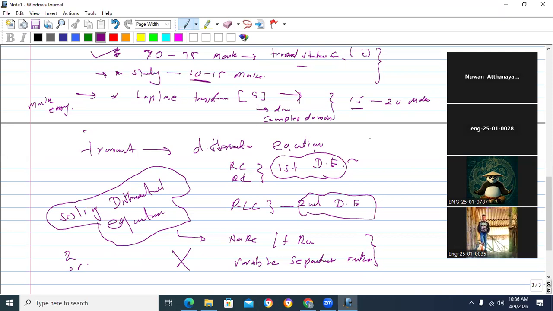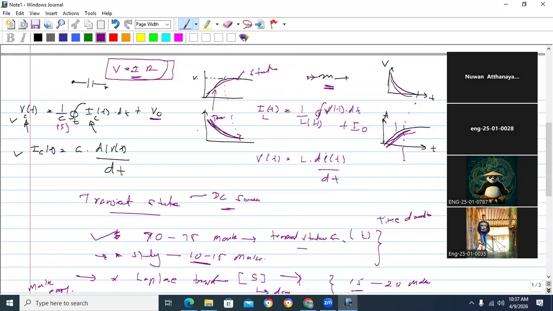For example, if there is a transient state question which has 10 marks, 8 marks will be allocated for the differential equation and the initial condition. You need to get the correct differential equation, and you need to verify the initial condition. Initial condition means the capacitor voltage may be one initial condition and the inductor current will be another initial condition. So that is very easy.